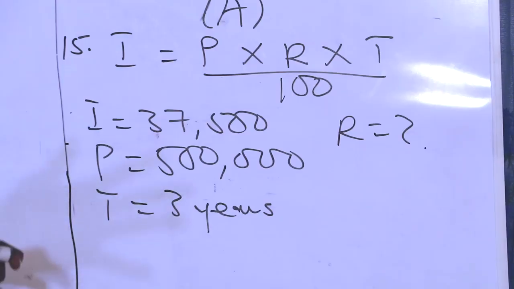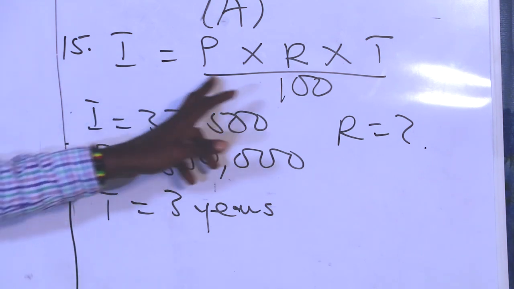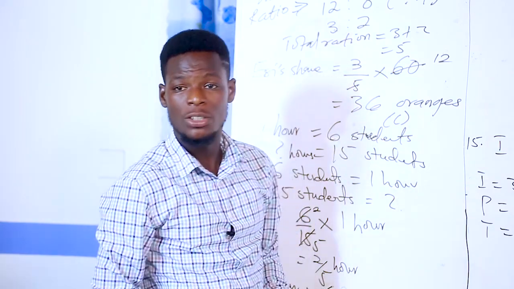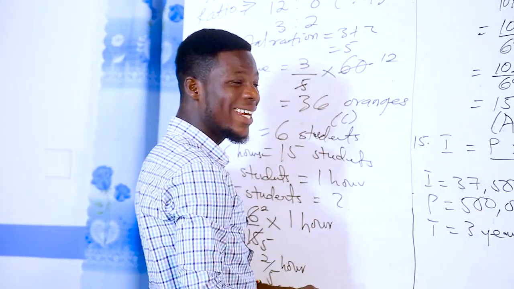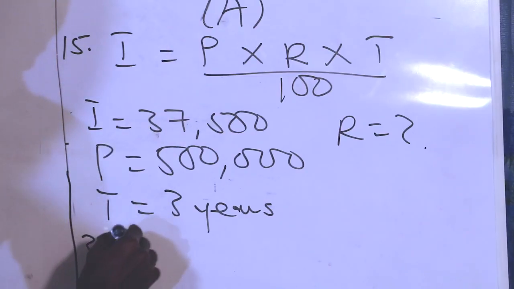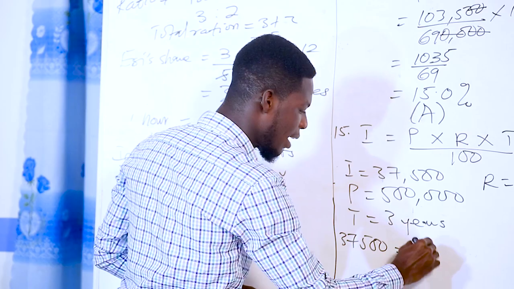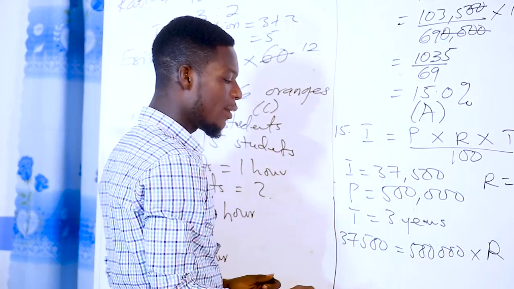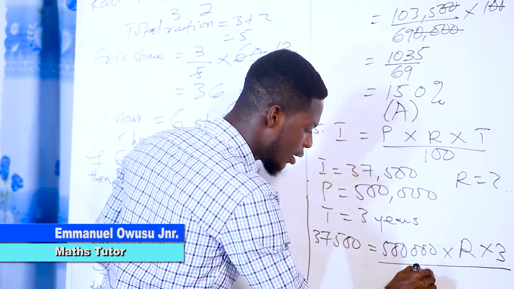You can use two methods here. You can decide to substitute. Or first you make R the subject of this general equation before you do your substitution. So to do the first method, which is substitution, you substitute in the parameters that have been provided. So interest 37,500 equals principal 500,000. Rate we don't know, so we still represent with R. Time 3 years, all over 100.